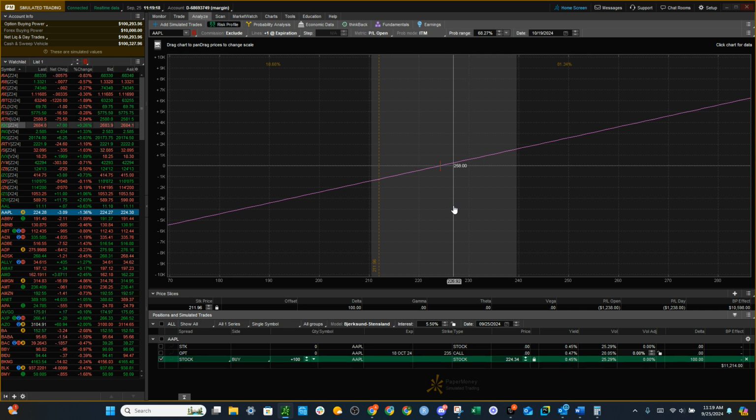If you're short a stock, it's one delta static. If you're long, it's one delta static. It doesn't move. There it is. You can see your deltas here. So you're buying 100 shares, your deltas are 100. You don't have any of the Greeks because no option is involved, right?